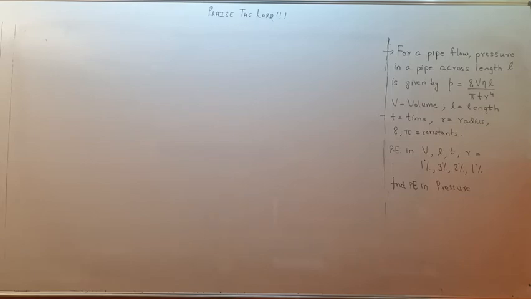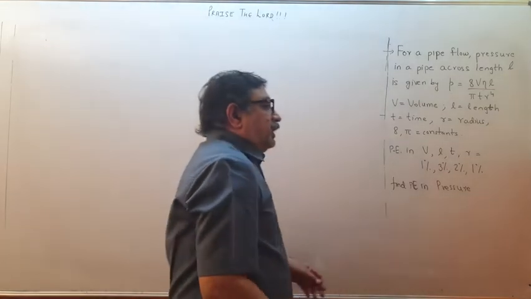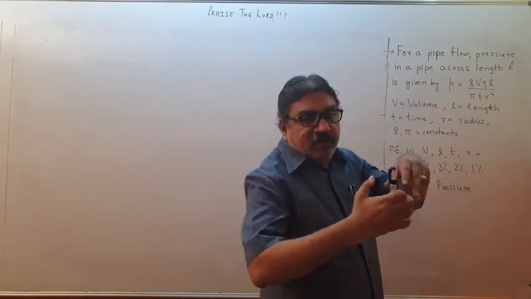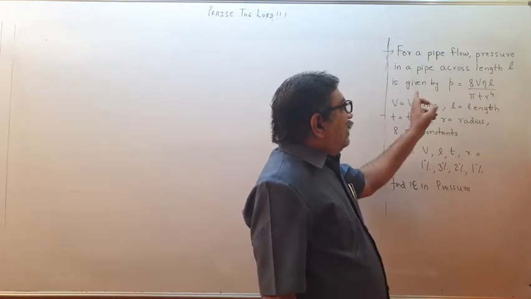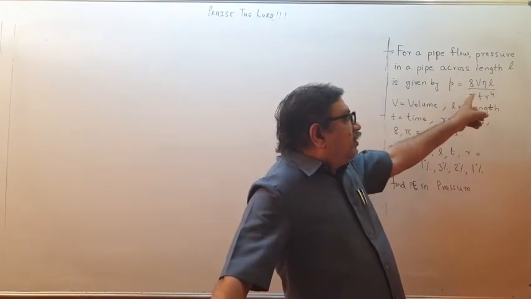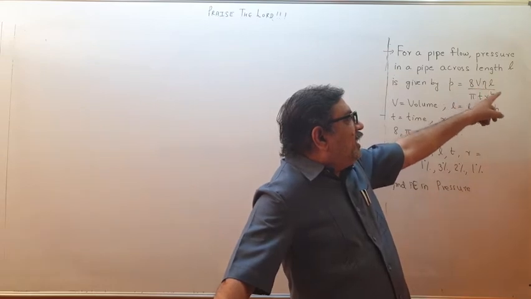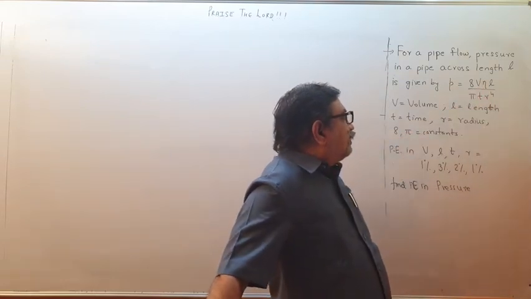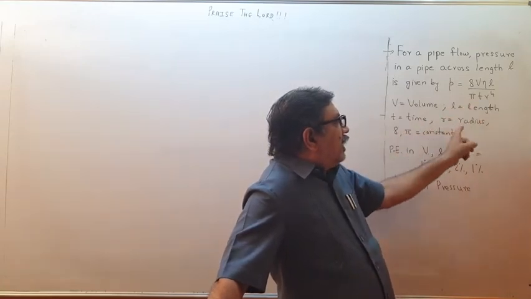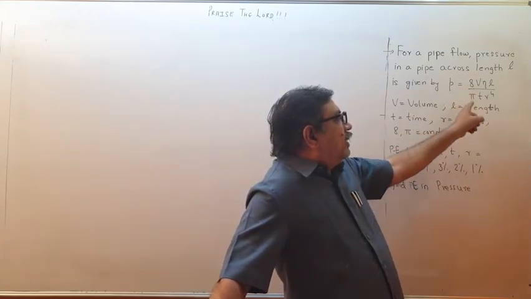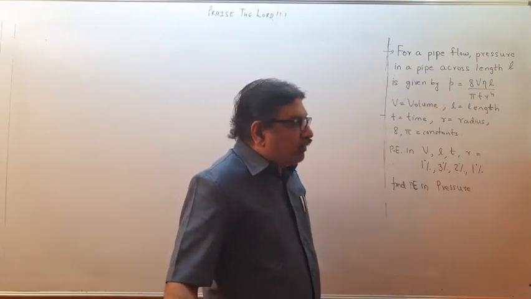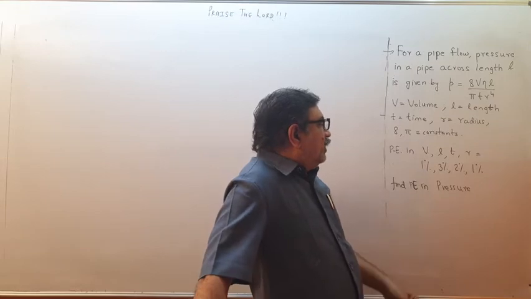Next one we are having, children. There is a pipe flow. In a pipe there is some liquid flowing. The pressure in a pipe across length L, the length of the pipe, is given by the formula P equals 8 V eta L upon pi T R to the 4. V is the volume, L is the length, T is the time, R is the radius, 8 is constant, pi is constant, and eta is the coefficient of viscosity, that also is constant, that you will learn in fluid mechanics.